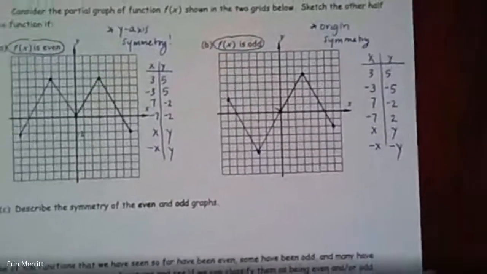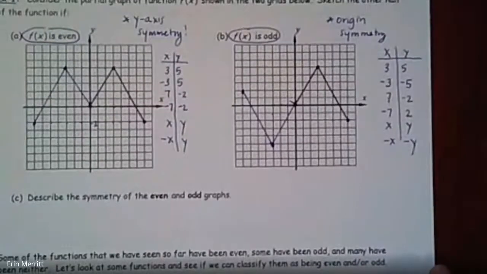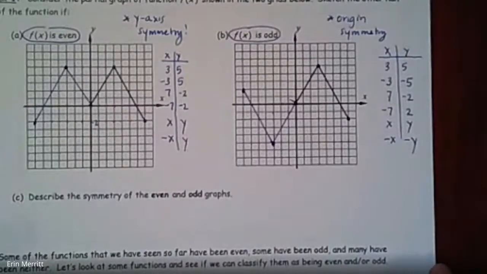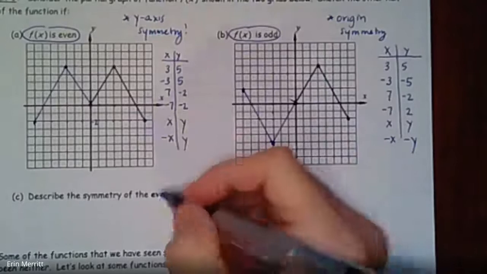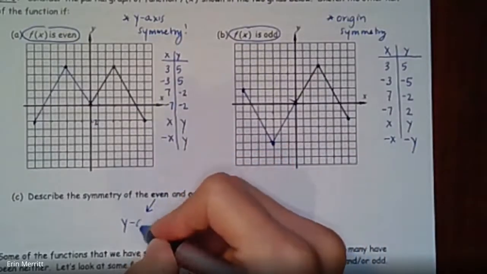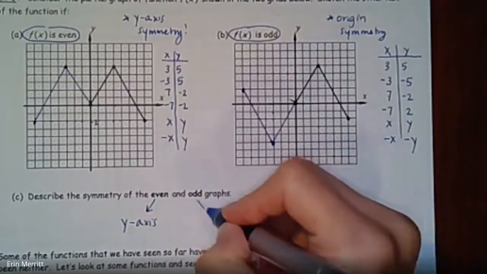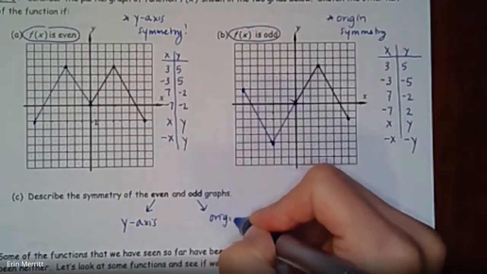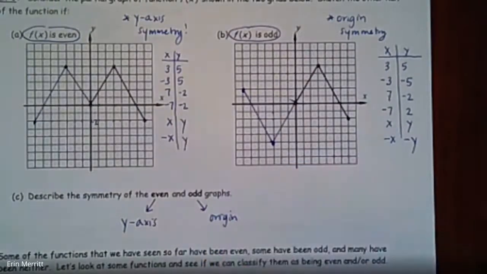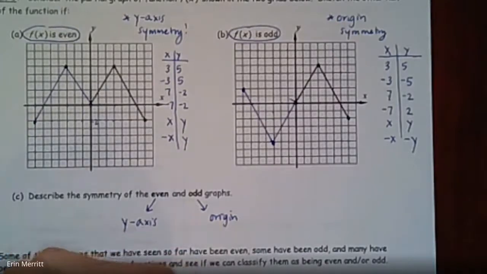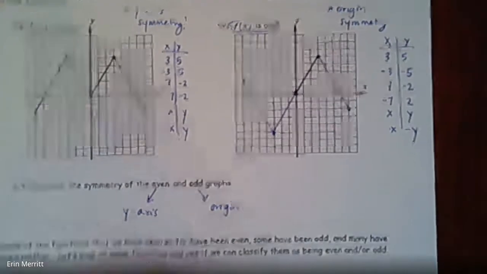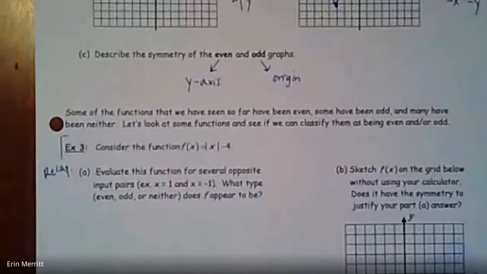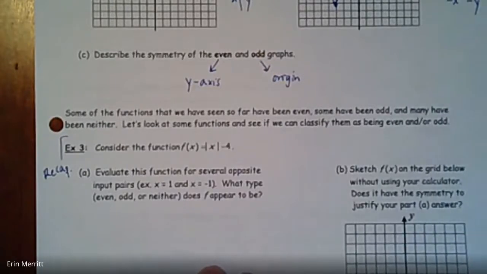Right? So when it says describe the symmetry of the even and odd graphs, well, we kind of talked about it already. The even has the y-axis symmetry. The odd has the origin symmetry. All right, we're going to skip over example 3 and save that guy for class. So I'm going to write a little recap next to that one there. Okay. As for what's left in this, I only want to do 1 or 2 more, and then we'll save the rest for some practice.